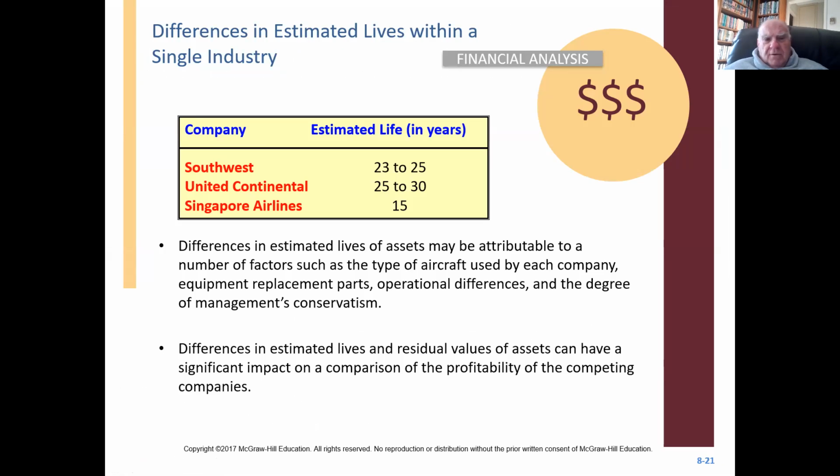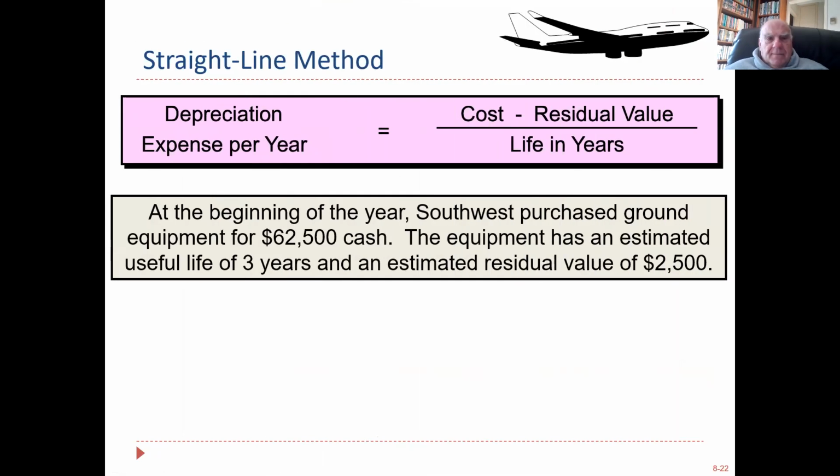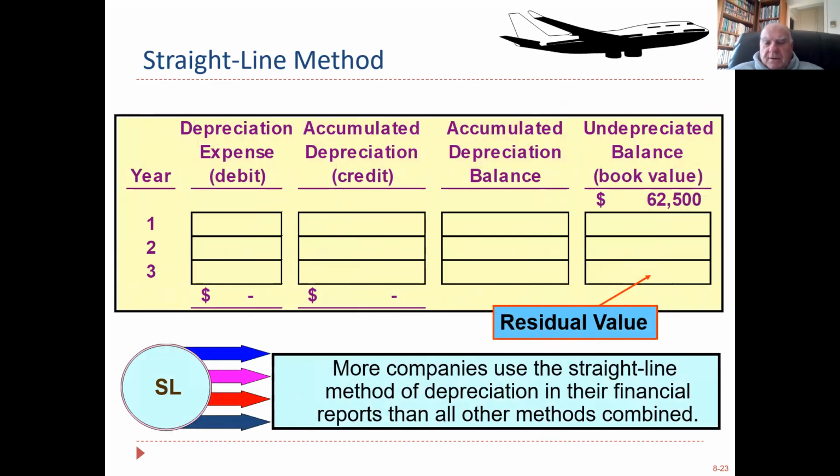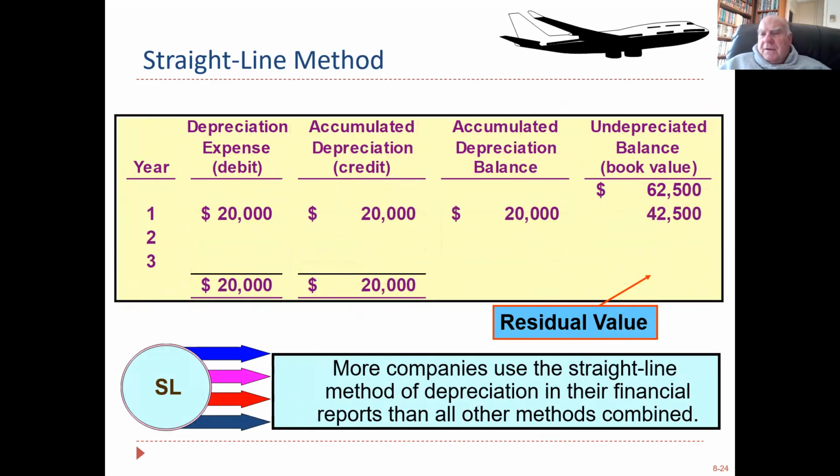You can look at this on your own later. They're just pointing out different airlines, different lives on their planes. Straight line depreciation. I like how they threw that in there all of a sudden, huh? $20,000 a year. So get used to this grid here. Get used to the fact that this upper right number, that first number, will include the residual value, regardless of the method. You start off with the residual value. That doesn't mean we're going to depreciate it. Under straight line, we're depreciating $20,000 a year.